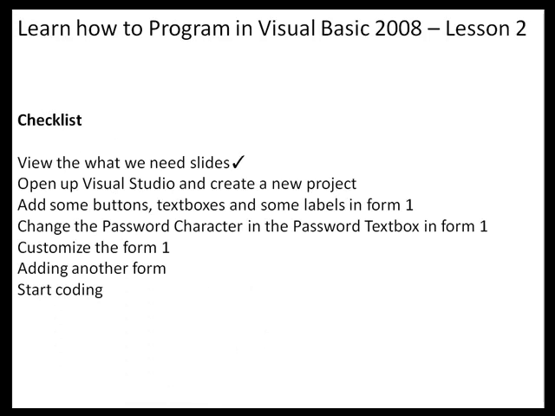So let's go and view the checklist. Every tutorial we do, we have a checklist, so we know what we're up to and what we're doing. In this lesson, we need to view the slides, which is what we've just done, so we can tick that off. Of course, open up the program, add some buttons, text boxes, and labels into Form 1. Change the password character in the password text box in Form 1. This is new: customize the Form 1, adding another form, that's also new, and then we're going to start coding. The coding in this is more complex than in lesson 1, but if you've watched lesson 1, it's going to be very easy to grasp and it's going to be a very easy tutorial for you.